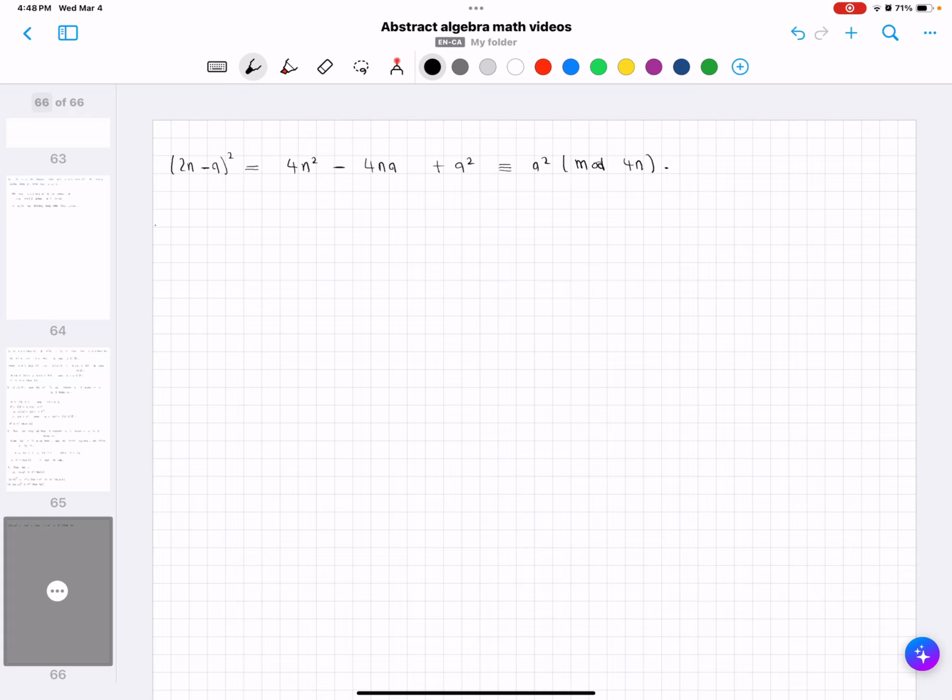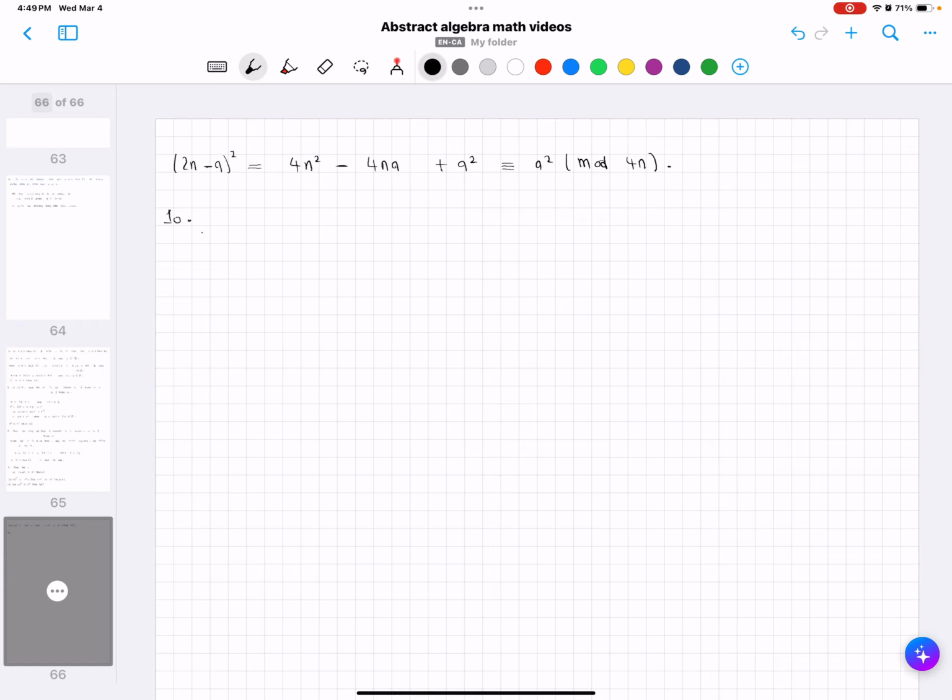Let's look at question 10. So if a is a non-negative integer, prove that a is congruent to its last digit mod 10.